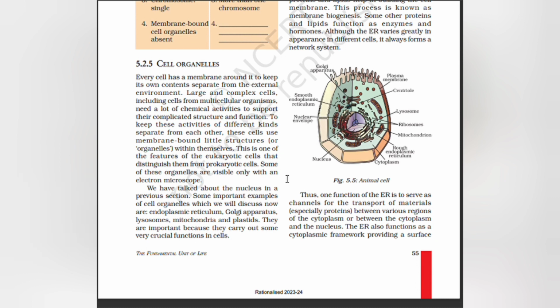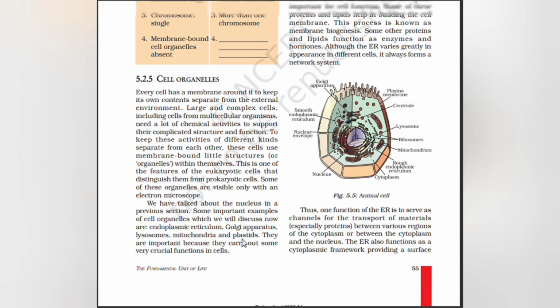Some of the organelles are visible only with an electron microscope. We have talked about the nucleus in a previous session. Some important examples of the cell organelles which we will discuss now are endoplasmic reticulum, Golgi apparatus, lysosomes, mitochondria, plastids. They are important because they carry out some very crucial functions in cells.